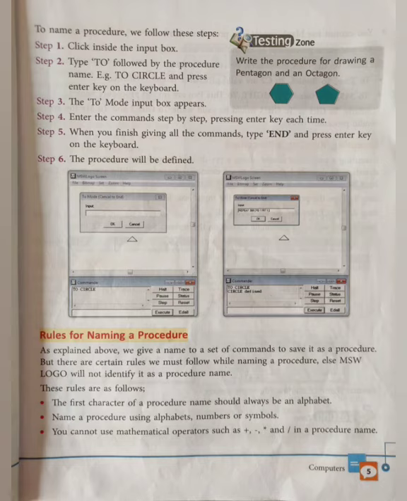Rules for naming a procedure. If you want to give a name to a procedure, then you have to follow some rules. First, the first character of a procedure name should always be an alphabet. Second, you can name a procedure using alphabets, numbers or symbols. No problem, but the important thing is that the first character of a procedure name should always be an alphabet.